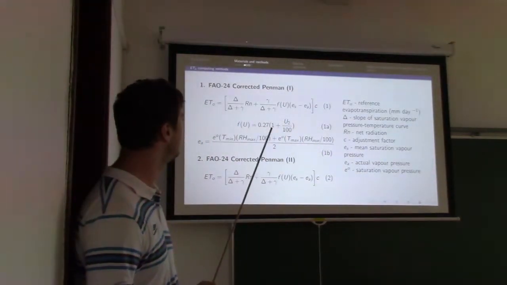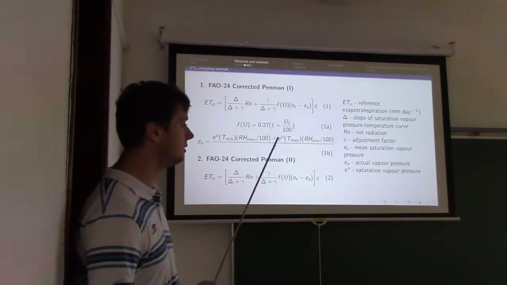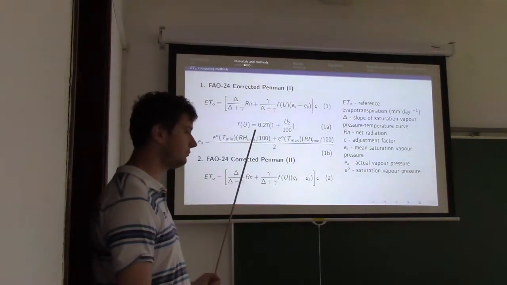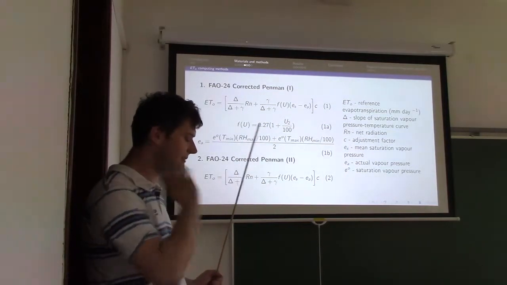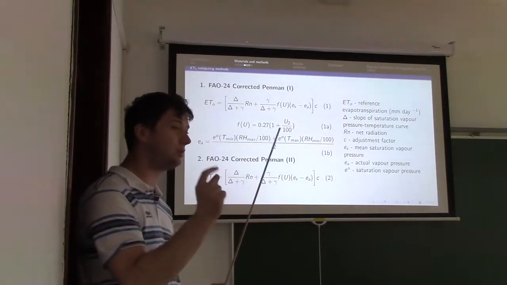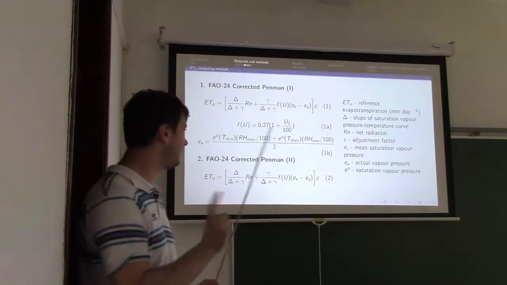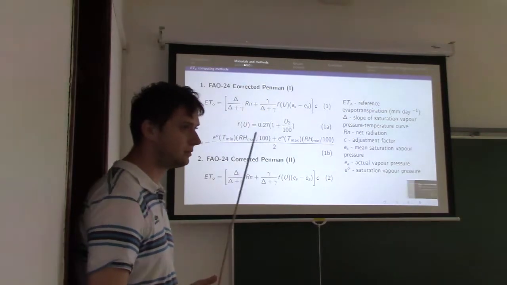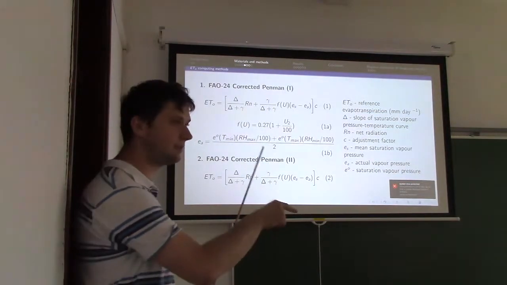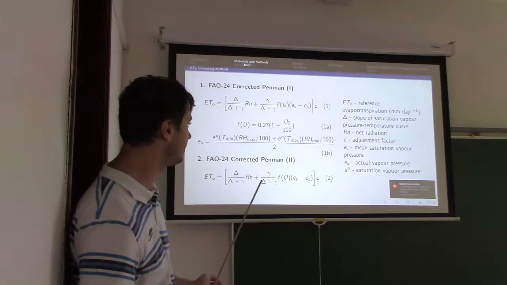And what is the range of C values? Is it typically positive or negative? It's positive. I think it's below 1, from 0 to 1, but I'm not sure at this moment. I need to check. I have the table here and the equation, but I need to check.